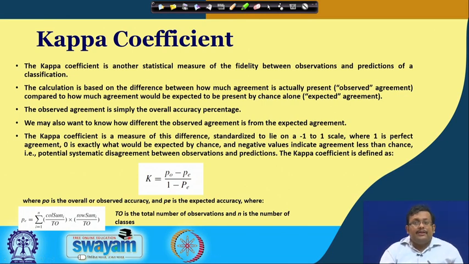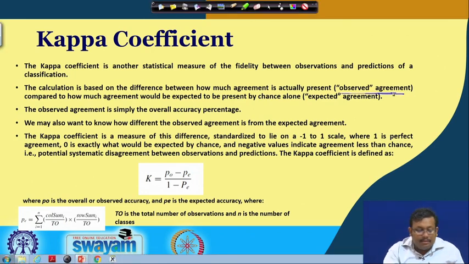So we have covered the overall accuracy, then user's accuracy, then producer's accuracy. The fourth important point is the kappa coefficient. Now, the kappa coefficient is another statistical measure of the fidelity between observations and predictions of a classification. The calculation is based on the difference between how much agreement is actually present, that is observed agreement, compared to how much agreement would be expected to be present by chance alone, that is expected agreement. So, we calculate this kappa coefficient by the difference between the observed agreement and the expected agreement.